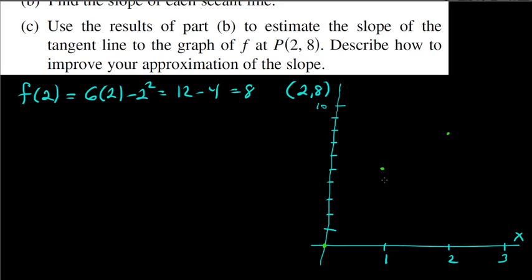And maybe I should label these just to make it clear. So 1, 5, 2, 8. And then when x is 3, we get 18 minus 9, which is 9. So this will be the point 3, 9. And then, of course, the graph keeps going. So this is our parabola here.